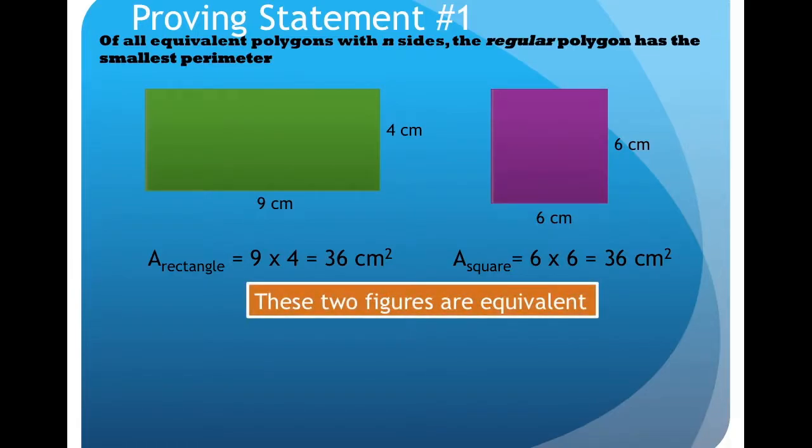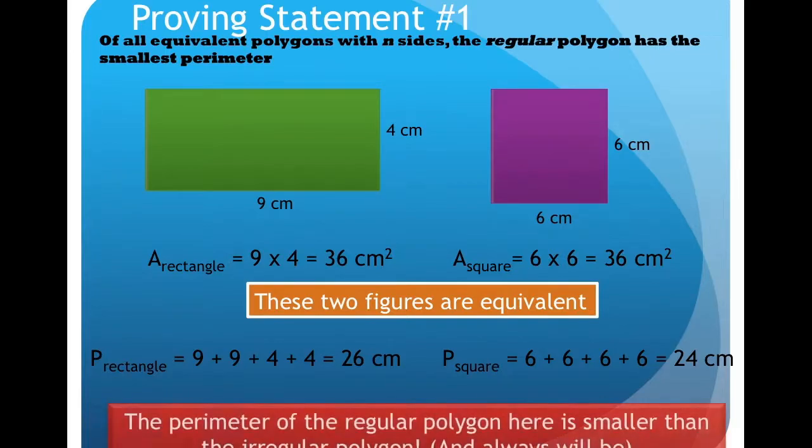So let's check out these perimeters. The perimeter of the rectangle is 26 centimeters, whereas the perimeter of the square is 24 centimeters. So notice how two equivalent figures, but the one with the regular sides, the one that's a regular polygon, has the smallest perimeter. So the perimeter of the regular polygon here is smaller than the irregular polygon, and it will always be that way.